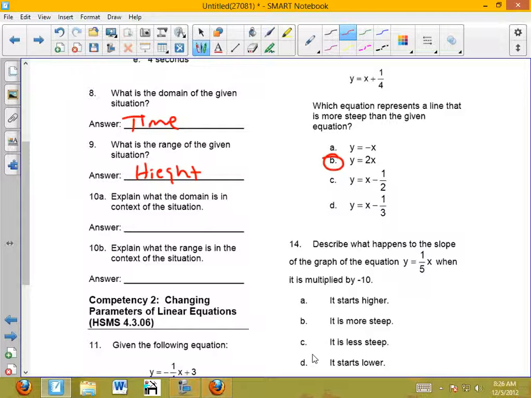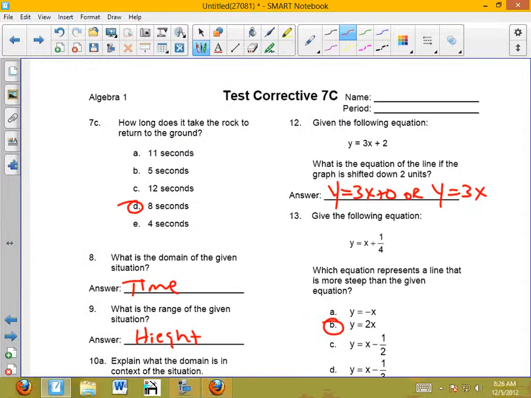Okay, describe what happens to the slope of the graph of the equation when multiplied by negative 10. Now, here's what you should have remembered. This is what I told you in class.